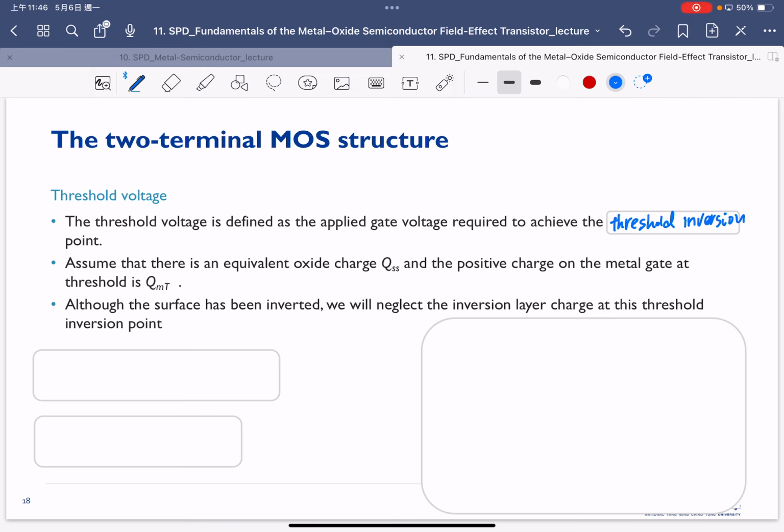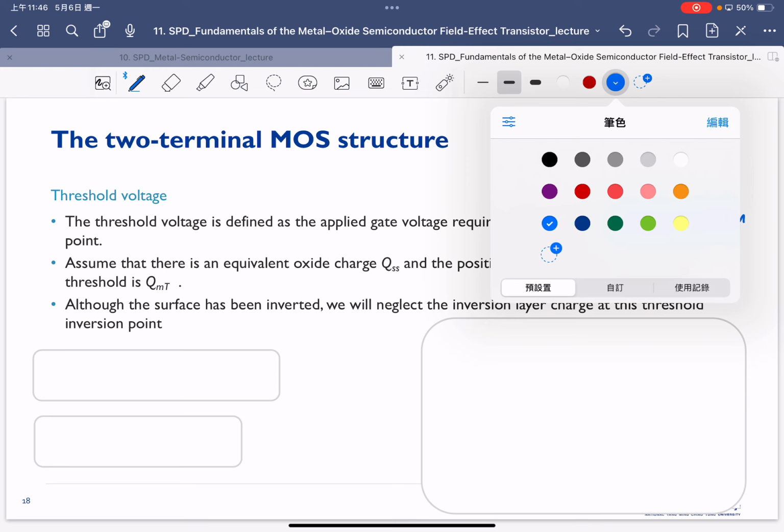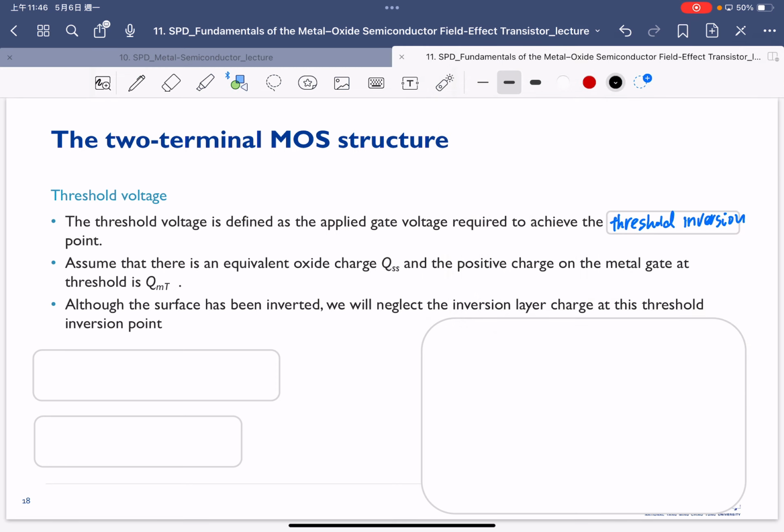So we assume that there's an equilibrium oxide charge QSS, and the positive charge on the metal at the threshold point is called QMT. This is similar to what we have already shown. So this is a metal, oxide, and P-type substrate.